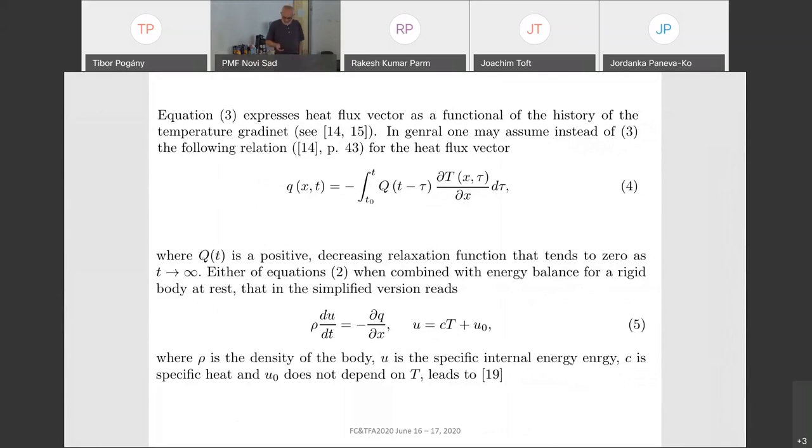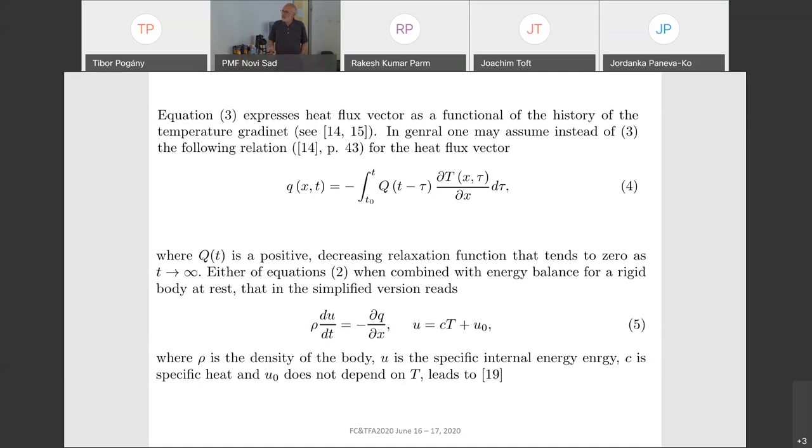Okay, we'll talk about this type of generalization, but using fractional calculus. Next, this is the energy equation. It says the change of energy. Here we consider only rigid conductors, so there is no deformation of materials when heat flows through.